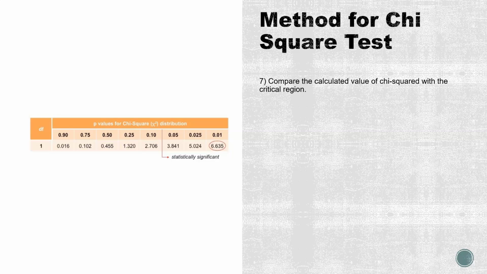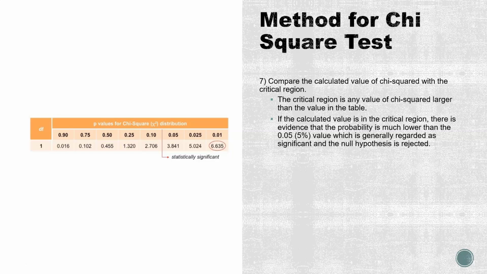You then need to compare the calculated value of chi-squared with the critical region. The critical region is any value of chi-squared larger than the value in the table. If the calculated value is in the critical region, then there is evidence that the probability is much lower than the 5% value, which is generally regarded as significant, and the null hypothesis is then rejected. This means there is less than 5% probability that the two species are together or apart by chance.